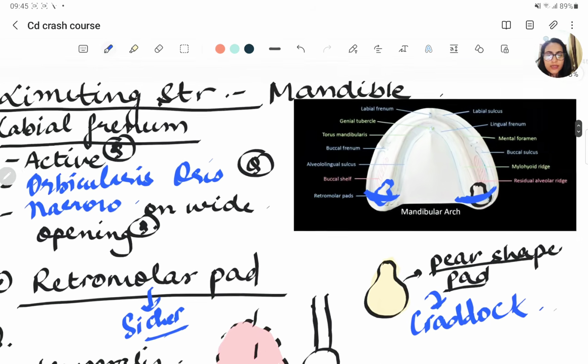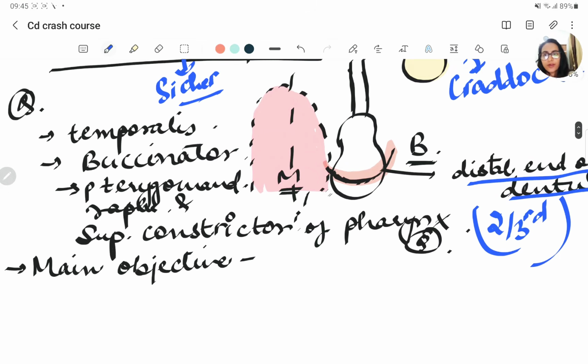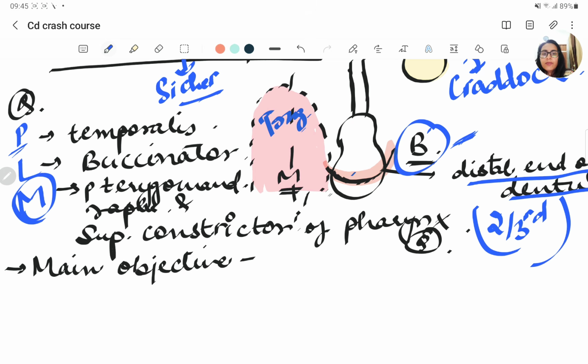In this retromolar pad area, posteriorly, you see the temporalis muscle activity. So temporalis is present posterior to this retromolar pad area. Suppose that's the retromolar pad area, here is the tongue. Then we have the buccinator laterally, so buccinator is going to be on this side, the buccal side. Then medially, toward the midline, we have the pterygomandibular raphe, and also the superior constrictor will be present medially.